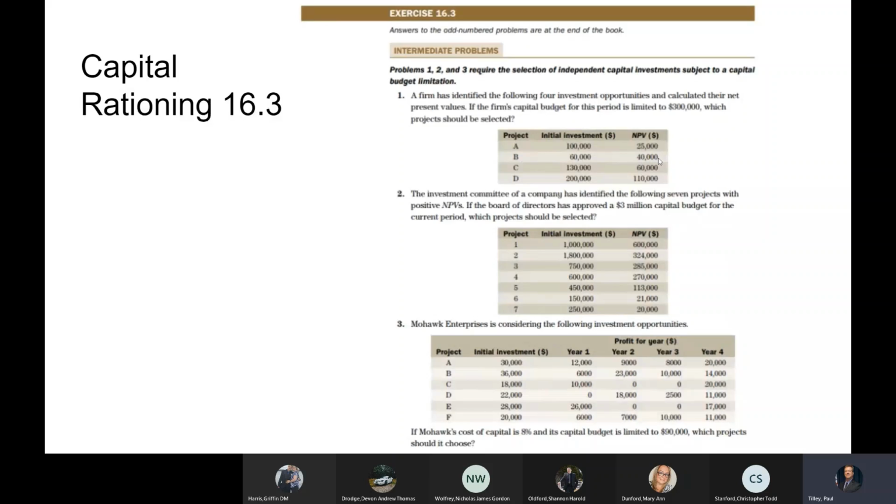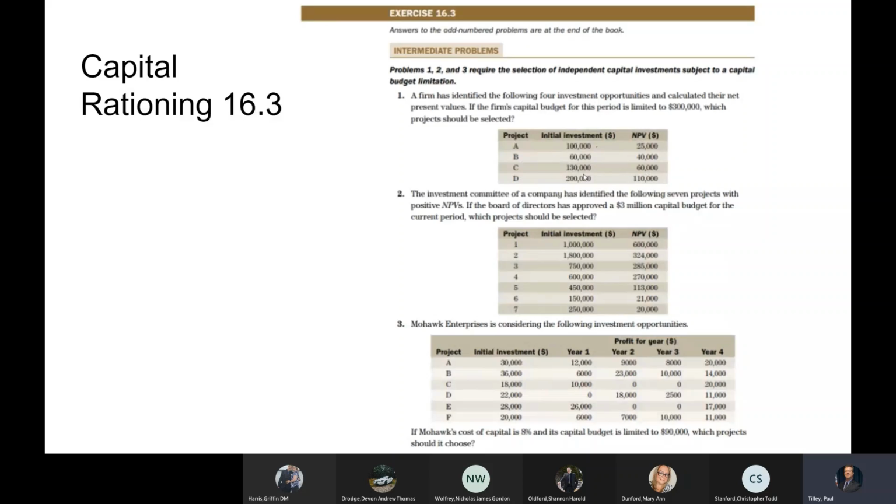Now, just keeping it simple, looking at the first 2, we spend 100, we get 25. We spend 60, we get 40. It would make more sense to do the 60 and get the 40 than to do the 100 to get 25, right? This is how much money we're getting back out of it. This is how much money we've got to put into it. In C, we're investing 130, we're getting 60 back. And in D, we're investing 200 and we're getting 100,000 back. So we only have $300,000. So if we add all these up, we can't do them all.